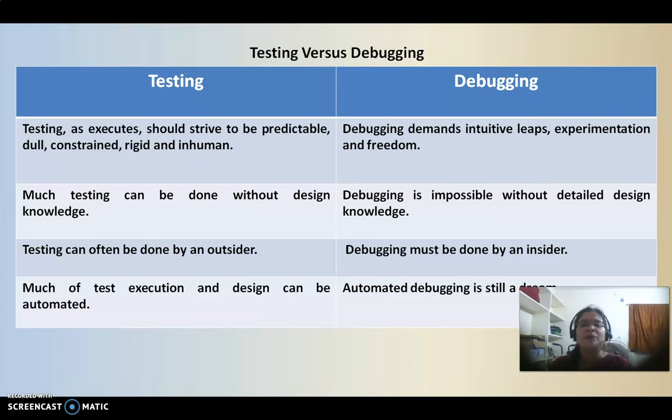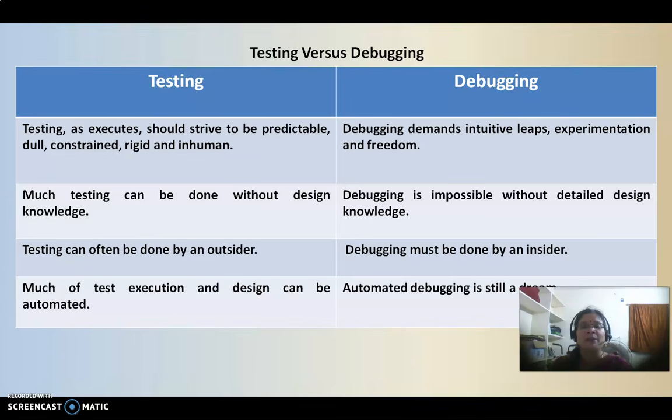The programmer himself can test his program in order to reduce the errors. He can take his own measurements. He can take his own steps to reduce the errors. And much testing can be done without design knowledge. Normally testing can be done by outside people. They don't know whatever design has been done, whatever programming has been done, what the knowledge of the program is, each and everything they don't know.